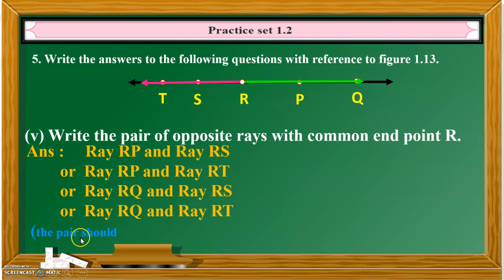So I'll give you a clue on how to remember. The pair should contain two rays, both starting with R, and they should be in opposite directions. Any of these answers is correct. You are not expected to write all of them, any one pair. But the care you have to take is that the rays should start with R and they should be in opposite directions. They should not be in the same direction. So one should be from the green ray and the other one from the pink side.